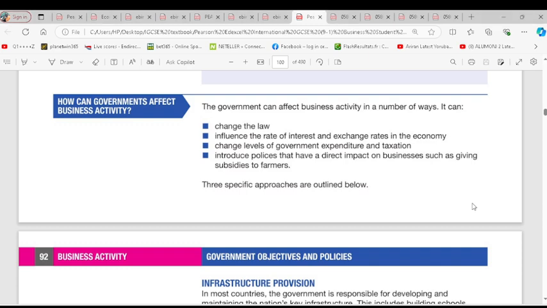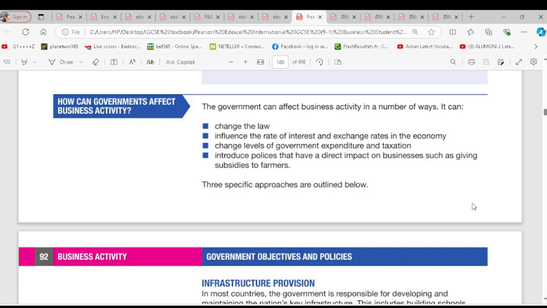Second, government can influence the rate of interest and the exchange rate in the economy. Interest rate is the price of borrowing and saving. Government can influence that. The central bank of Libya decides the interest rate, and for the exchange rate, the government of Libya can also decide that. And this affects business activity.